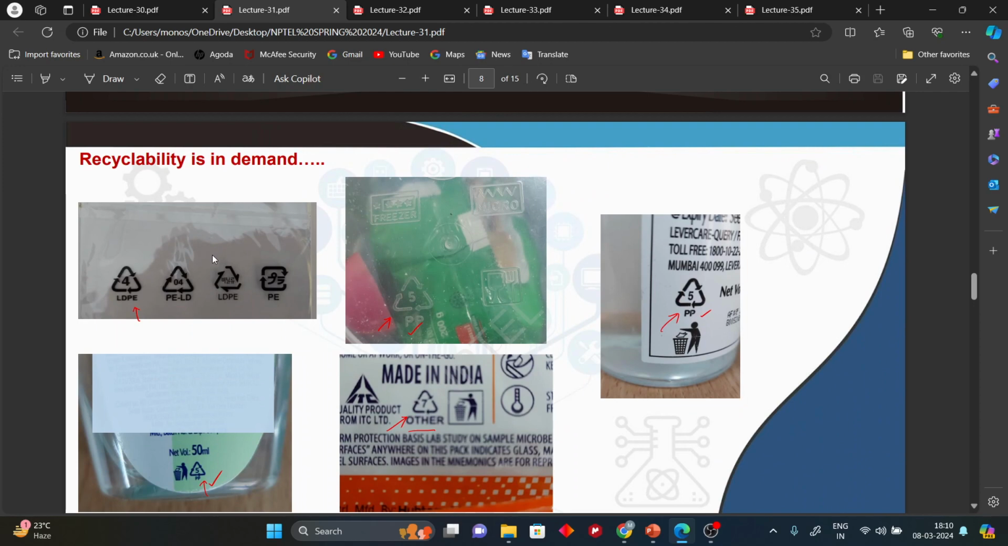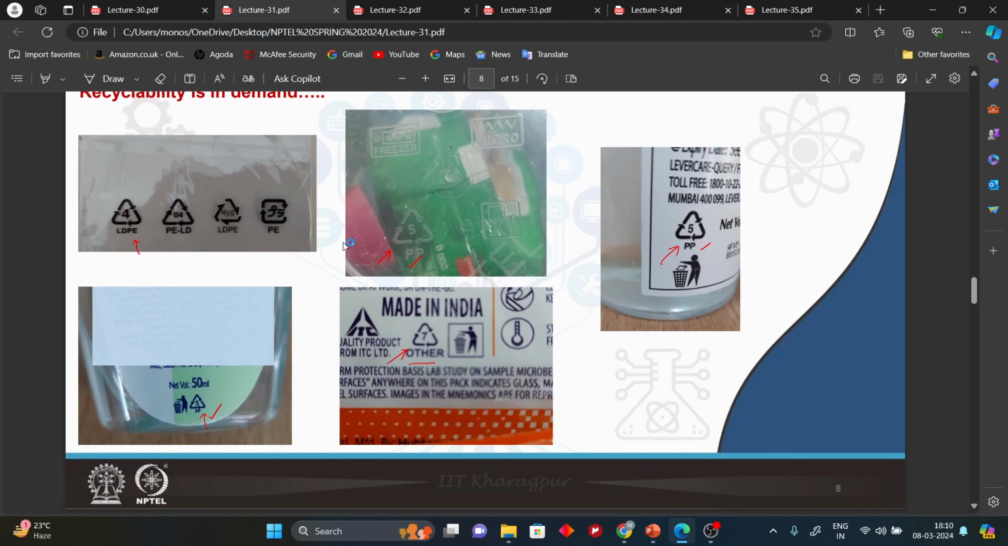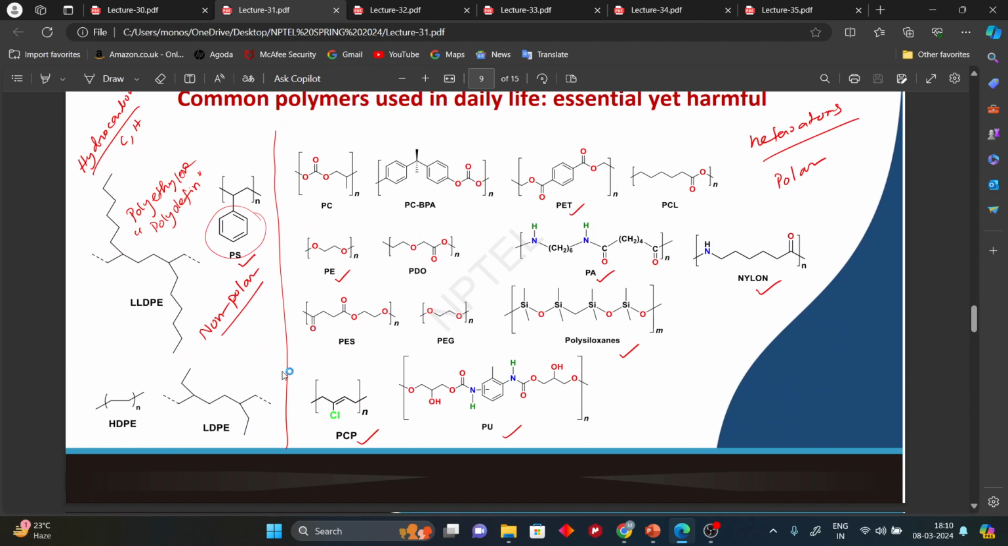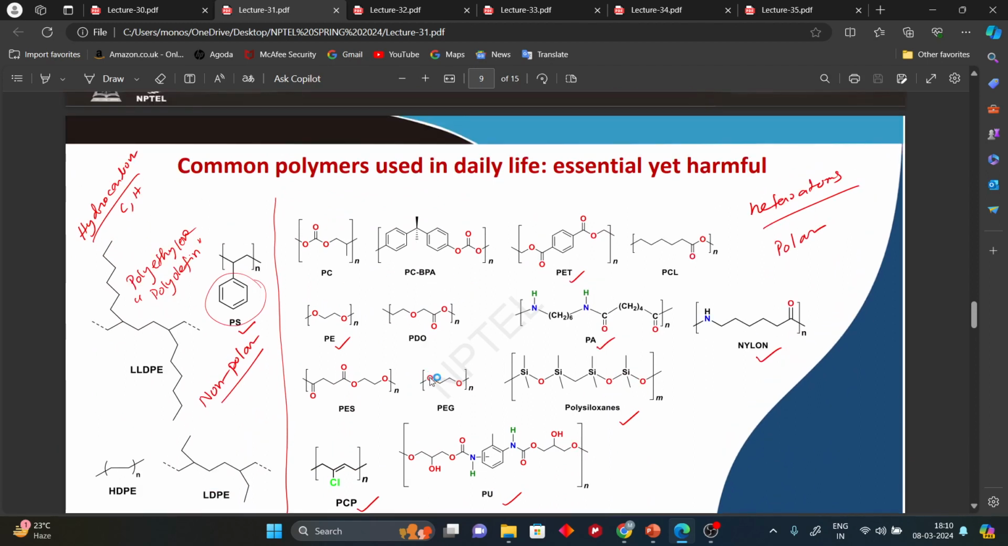Here you can see some of the materials used in our daily life, like polypropylene pipe. These are some examples of materials used in day-to-day life, and yes, they are harmful for the environment, but obviously essential also now.